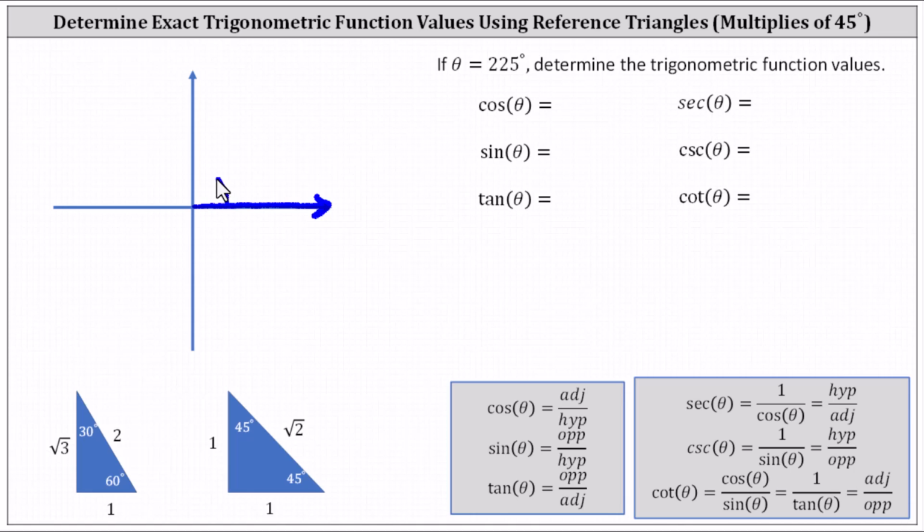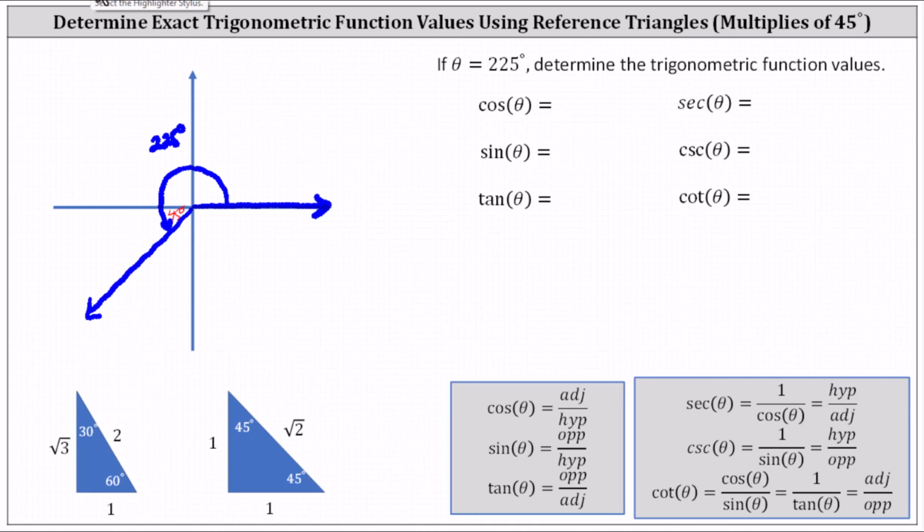We have 90 degrees, 180 degrees. We need to rotate 45 degrees more for 225 degrees. This is the terminal side for 225 degrees. Now that we have the angle in standard position, we will label the reference angle and then sketch the reference triangle. The reference angle is the acute angle formed between the terminal side and the x-axis, which is this angle here. Notice this angle measures 45 degrees.